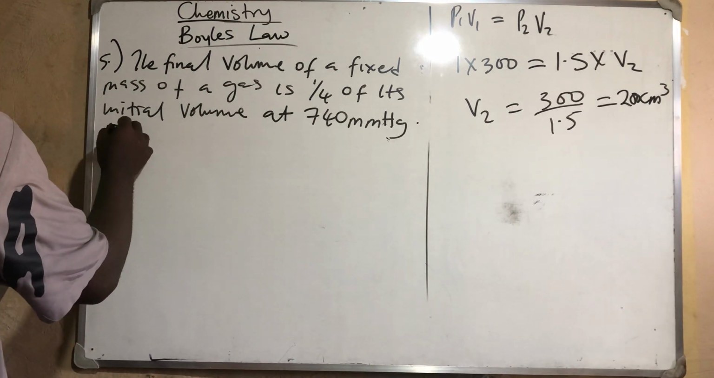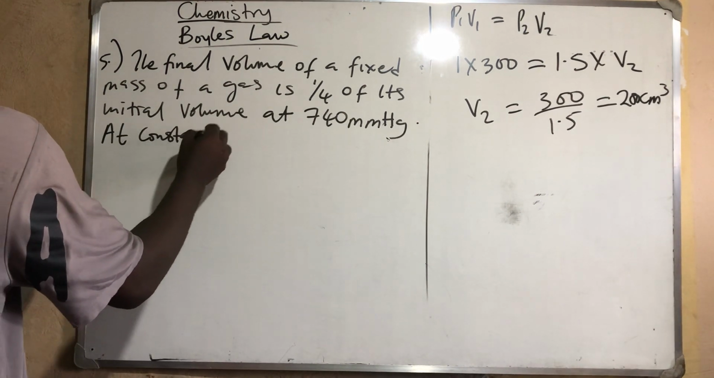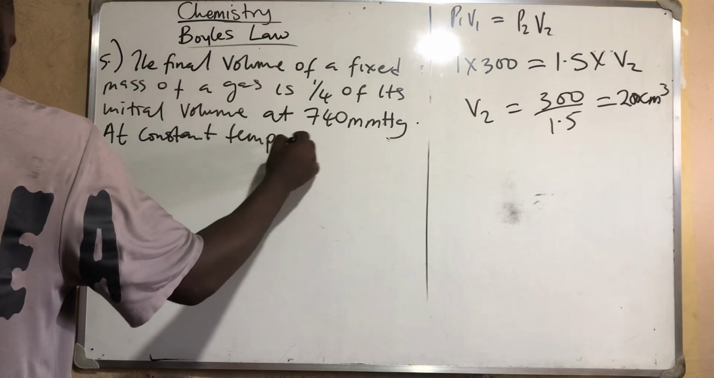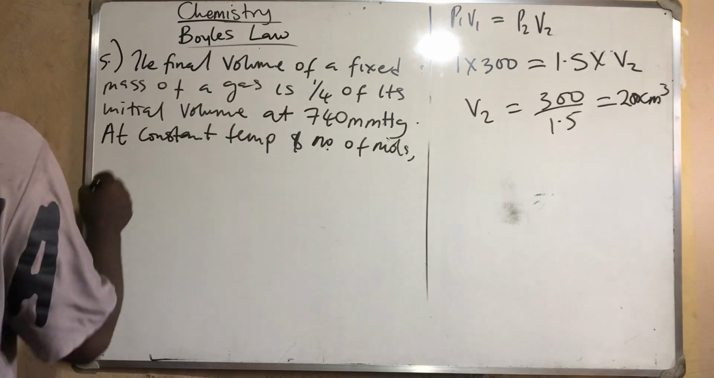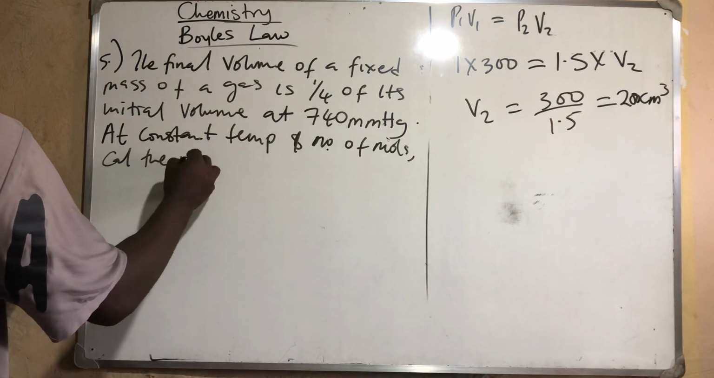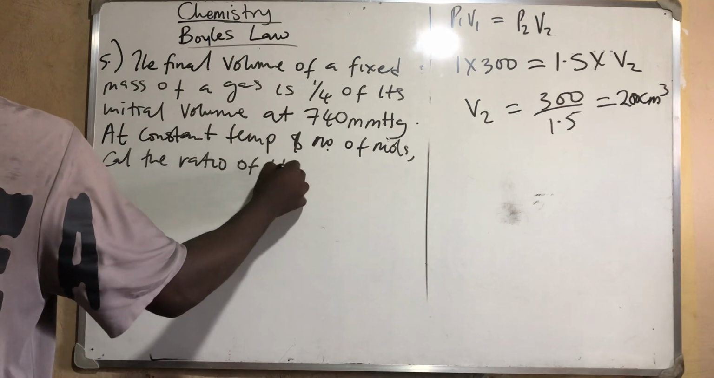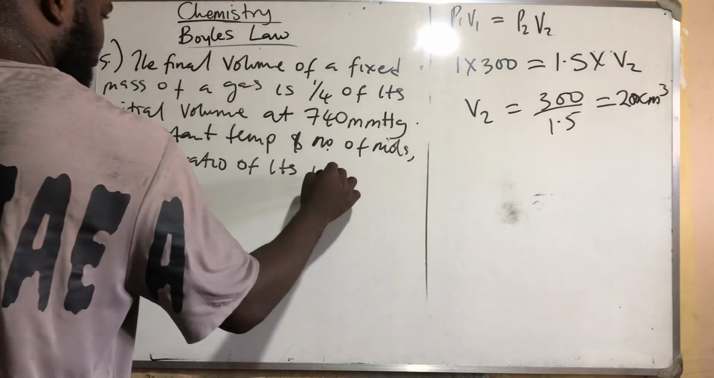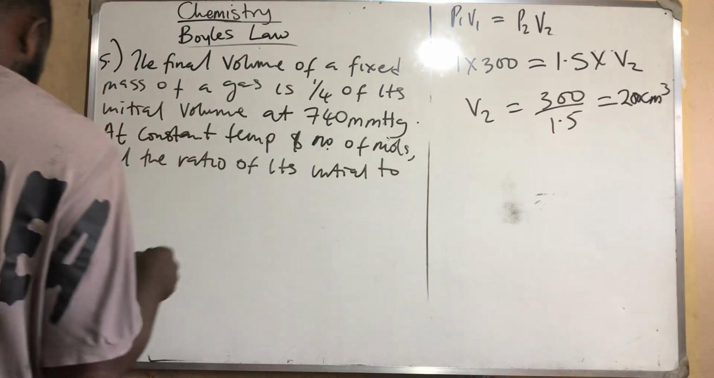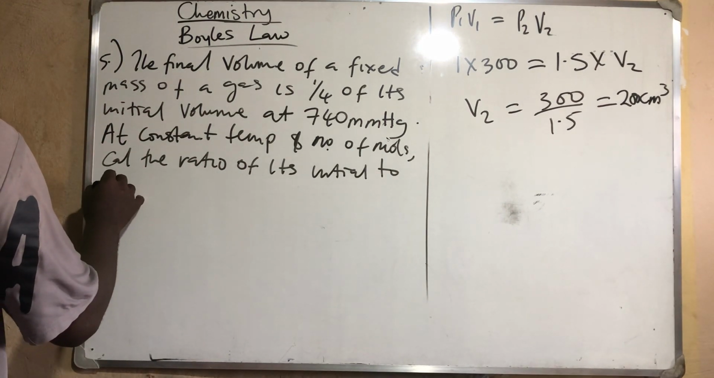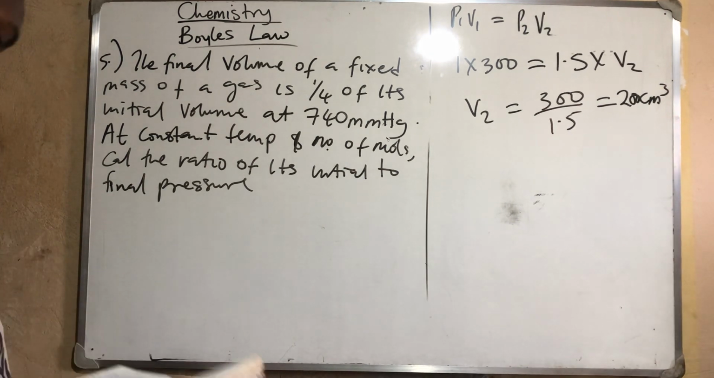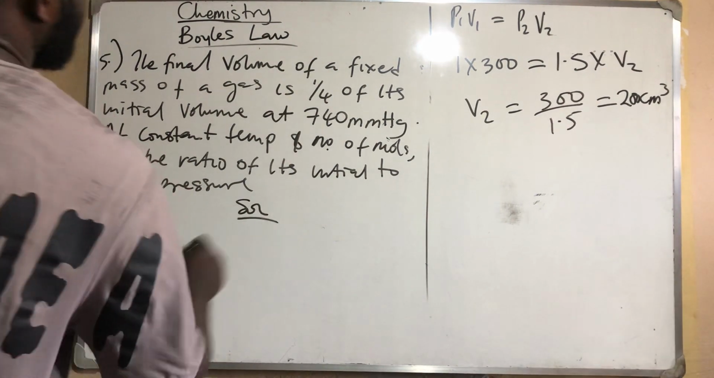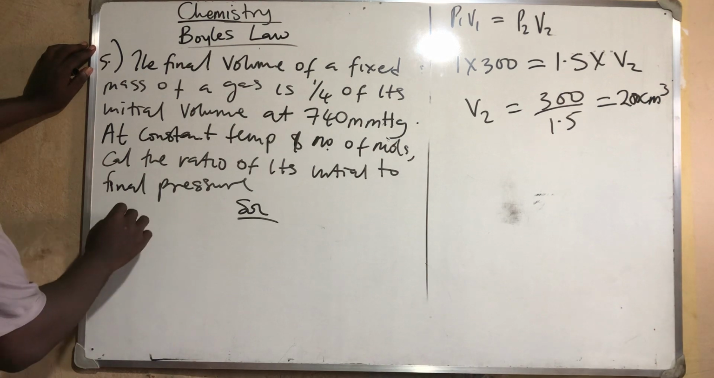They say that at constant temperature and number of mole, calculate the ratio of its initial to final pressure. Okay, calculate the ratio of its initial to the final pressure. Solution. Now my initial volume, let me call it V1.